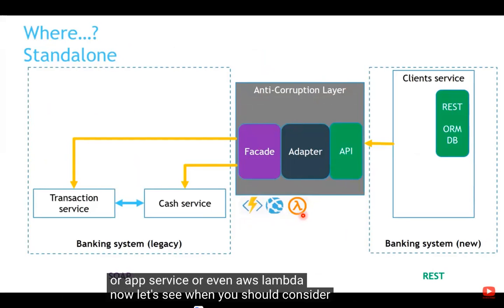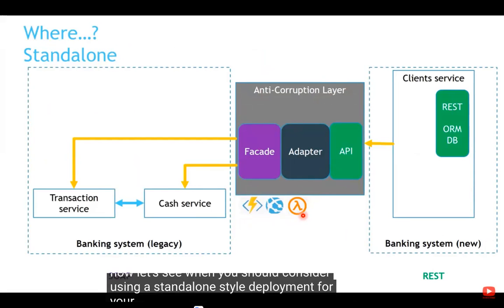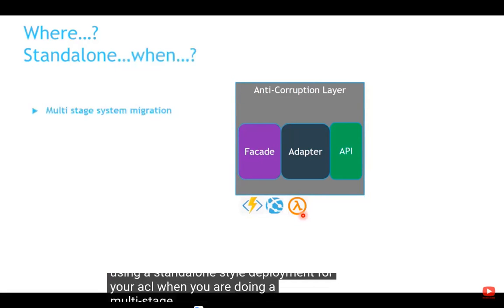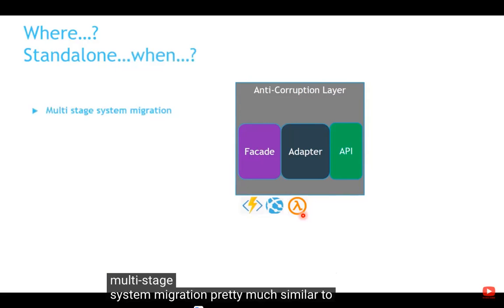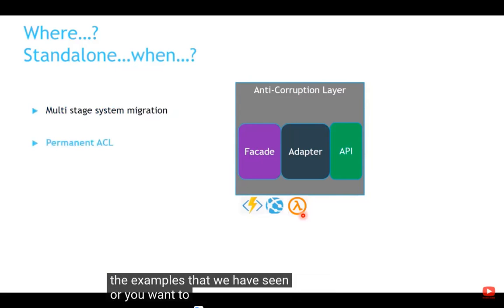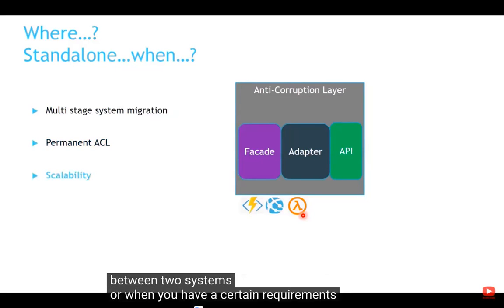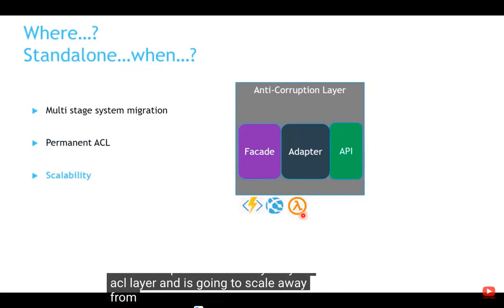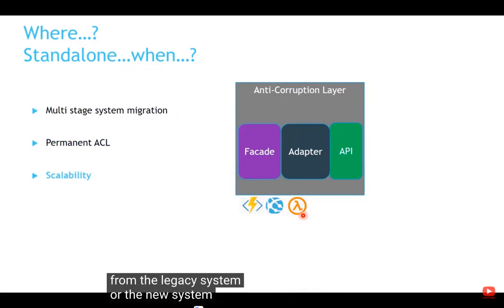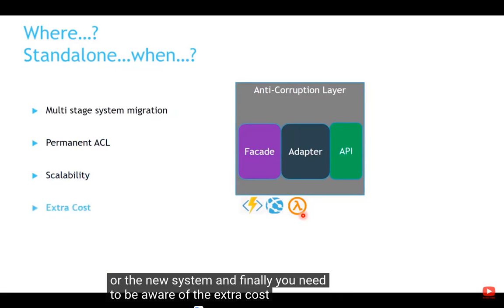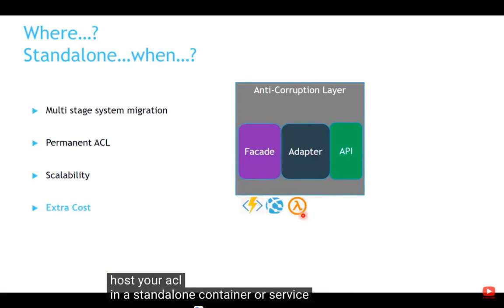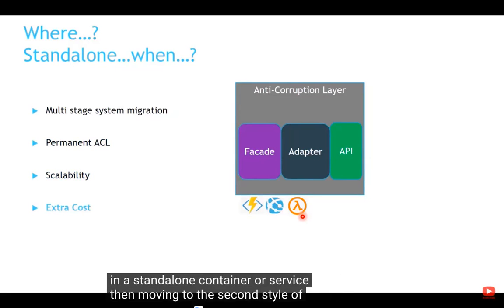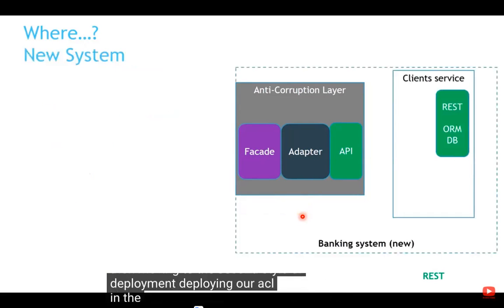Now let's see when you should consider using a standalone style deployment for your ACL. When you are doing a multi-stage system migration, pretty much similar to the examples that we have seen, or you want to build a permanent ACL between two systems, or when you have a certain requirement to have specific scalability for your ACL layer that is going to scale away from the legacy system or the new system. And finally, you need to be aware of the extra cost that's going to be included when you host your ACL in a standalone container or service. Then moving to the second style of deployment, deploying our ACL in the new system.